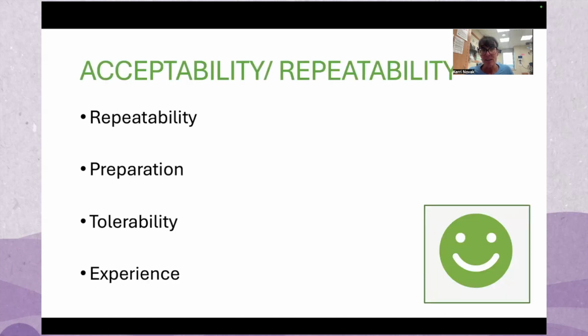Other aspects of acceptability include repeatability, whether there's preparation, and how tolerable the test is. Does the test cause pain? Does it cause discomfort? Do you have to get an intravenous? Do you have to drink a liter of negative contrast like you do for an MR or a CT? So the overall experience reflects whether or not the test is both repeatable and acceptable.